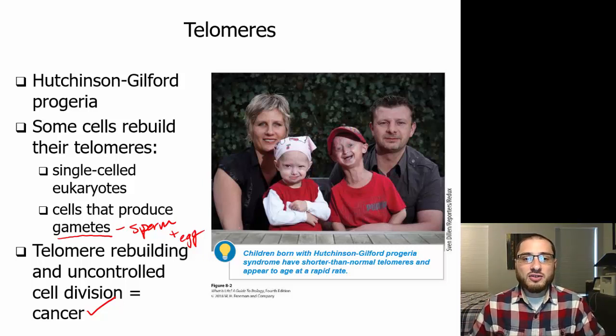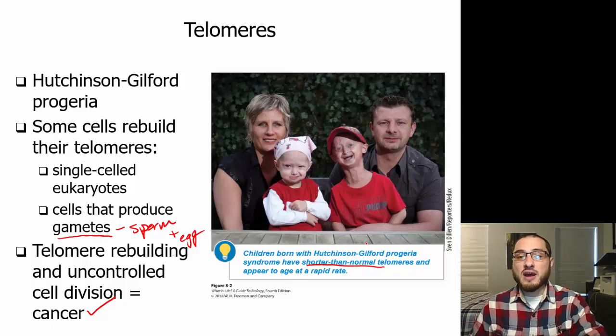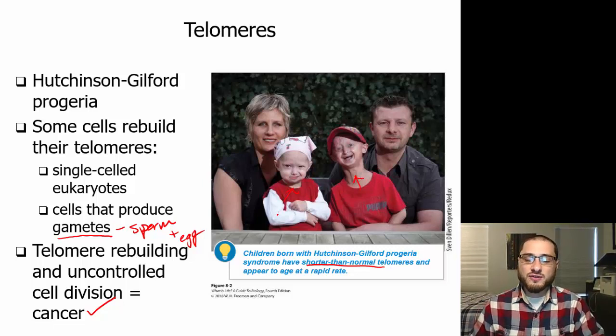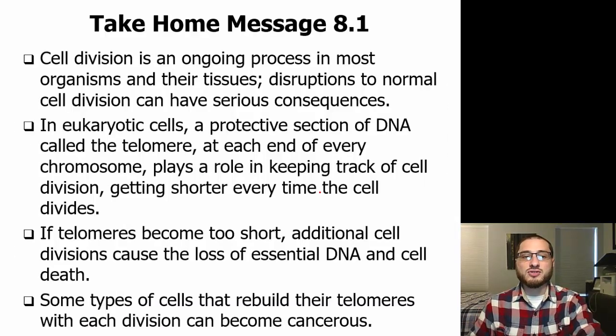So if you look at someone with this Hutchinson-Gilford progeria, they have an issue with their telomeres, and it actually leads to them having shorter than normal telomeres, and they actually appear to age at a very rapid rate. So you see these kids right here, they have the Hutchinson-Gilford progeria, and they age very quickly. You see this is a very young boy. These are the parents of these children, and he is starting to look very, very old at such a young age because he has this telomere disorder.